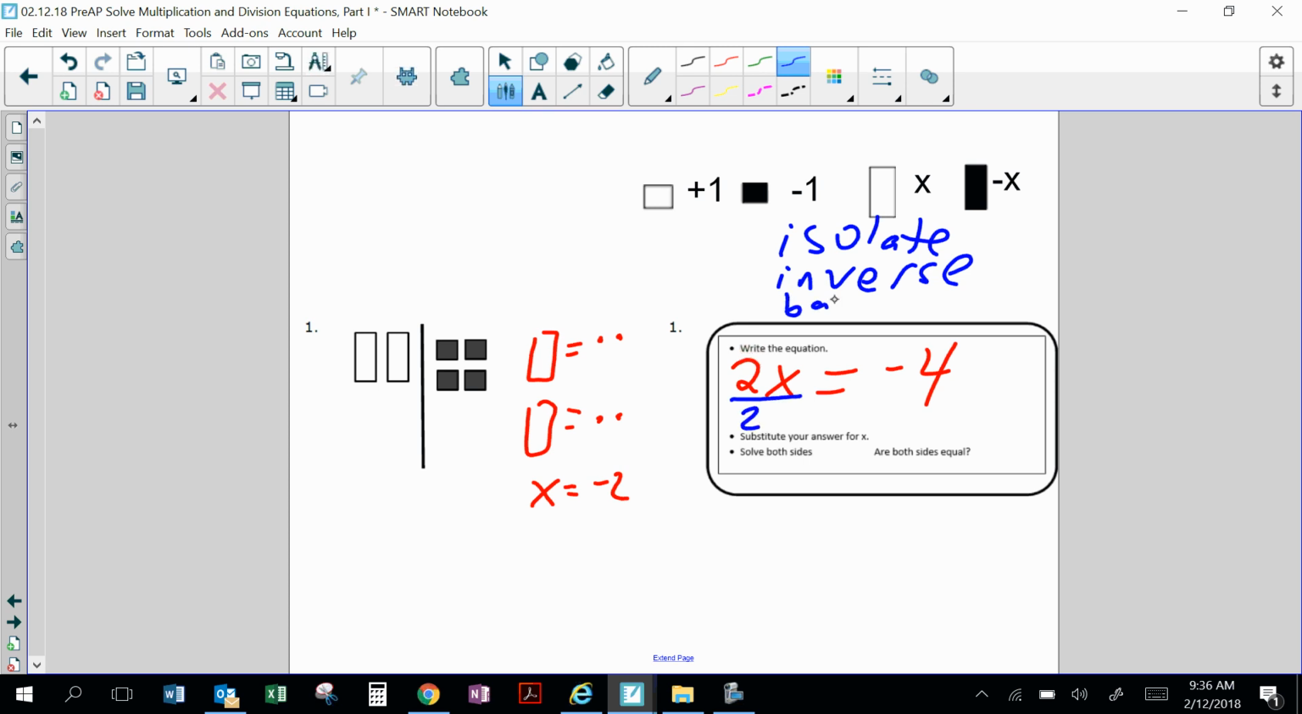But then we have to balance it on the other side. Just like on a balance scale, what you do on one side, you do on the other side. So you divide by 2. Now you must cancel. So what is 2 divided by 2? Doesn't that make 1? So it cancels out. So x equals 4 negatives divided into 2 groups, which is -2. Is our drawing the same thing as our equation? Hopefully it is.